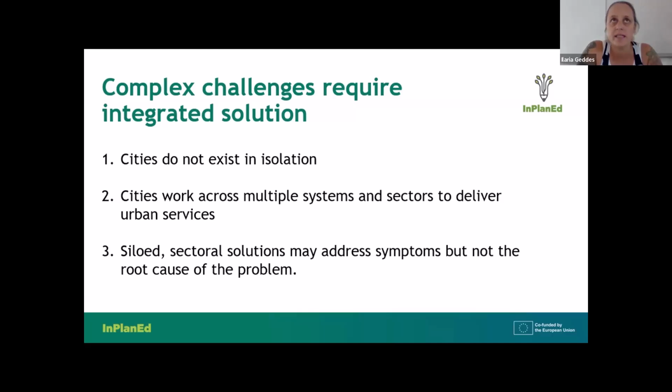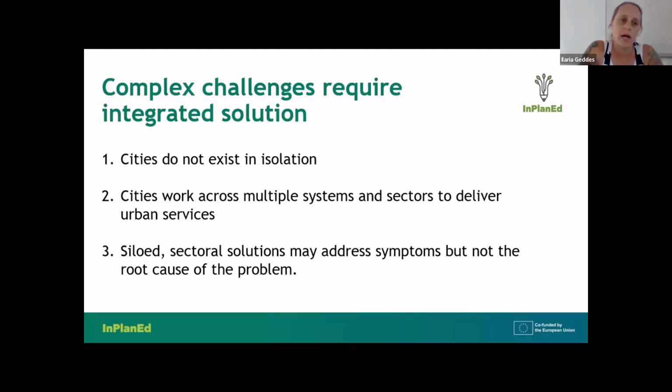So the cities that work in silos, where different sectors work separately from each other, tend to have trouble creating solutions that address not just the existing needs, because issues are present, but especially the potential future needs of cities.